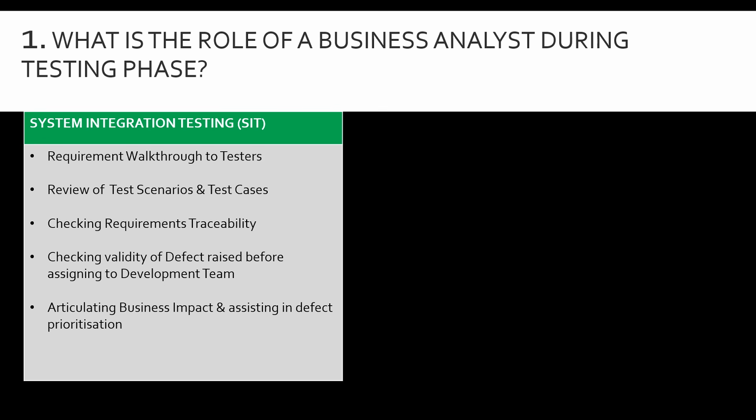The last key thing is articulating business impact and assisting in defect prioritization. Let's say there are 10 defects and the question is asked, what is the priority of the defects? We might not be in a position to fix everything by the development team. Then it becomes the responsibility of a business analyst to get the business impact for all those defects and assign the priority 1, 2, 3 so that it makes it easier for the development team to get it done. And if there are further defects, they can be pushed over to the next release, which are not very critical or high. So that's on the SIT.